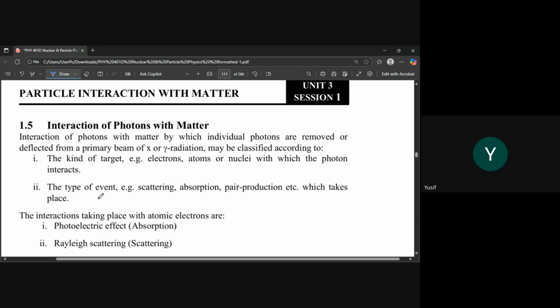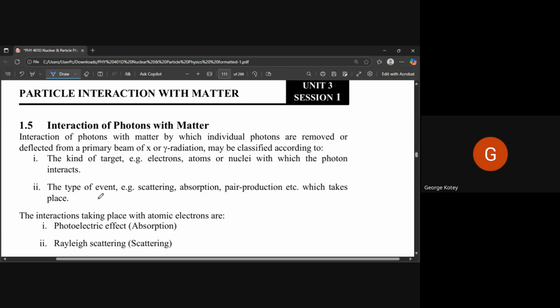And when it's an atom or a nucleus or nuclei, what are you talking about? That one you can talk about either a negatron reaction or a positron reaction, which are all beta interactions.